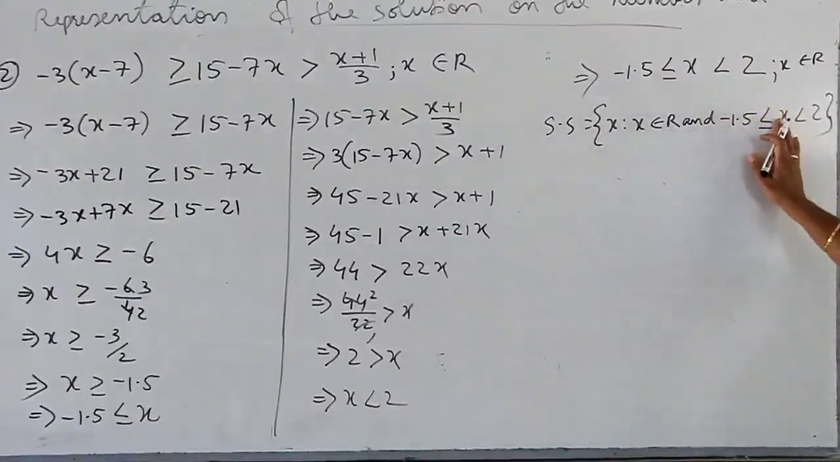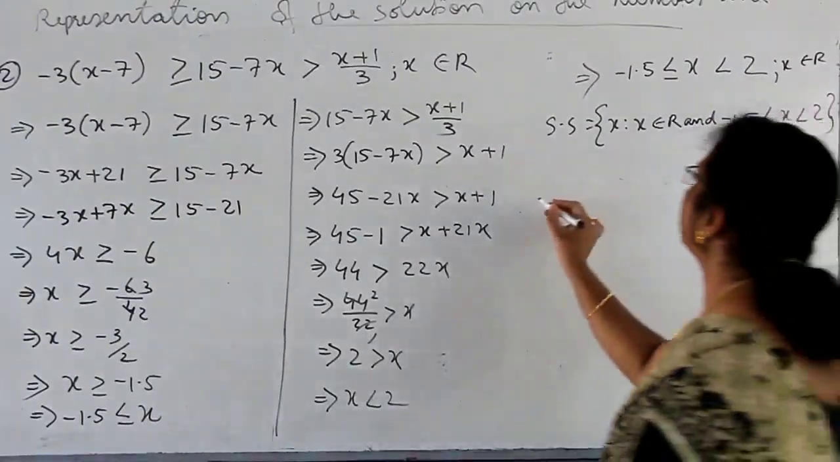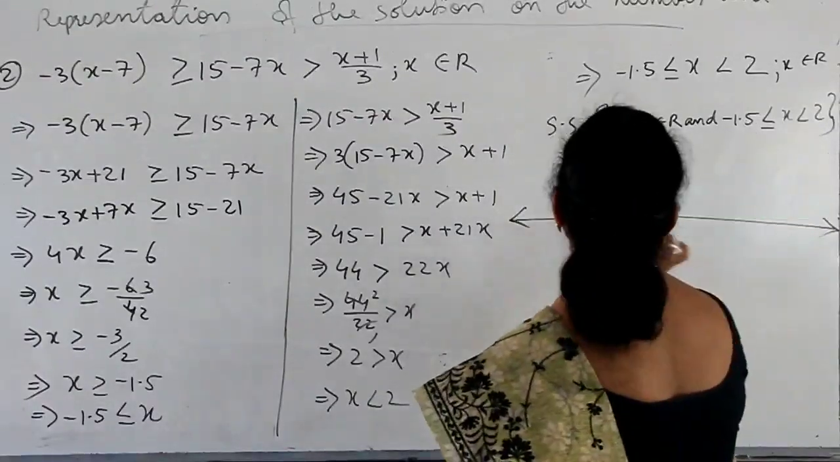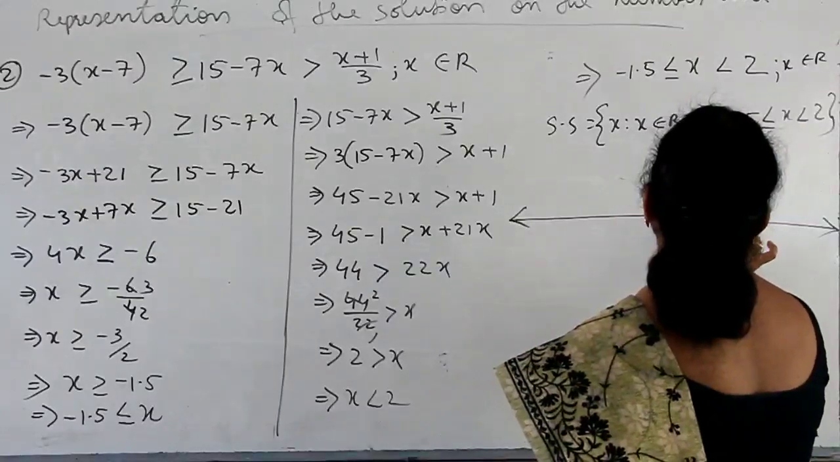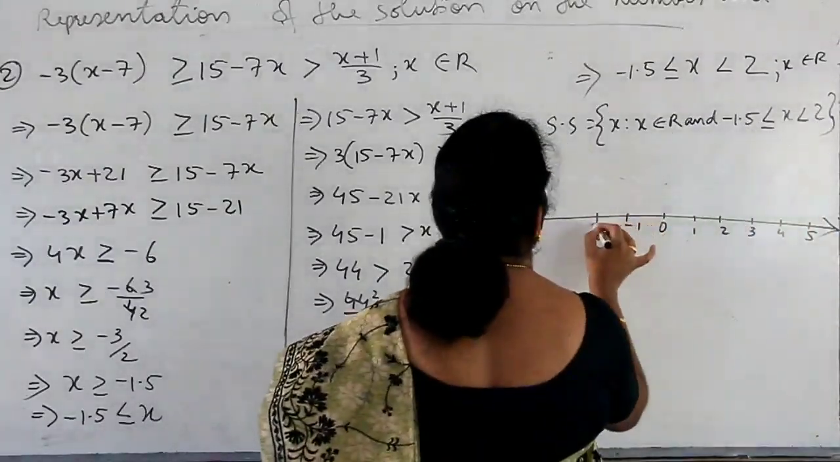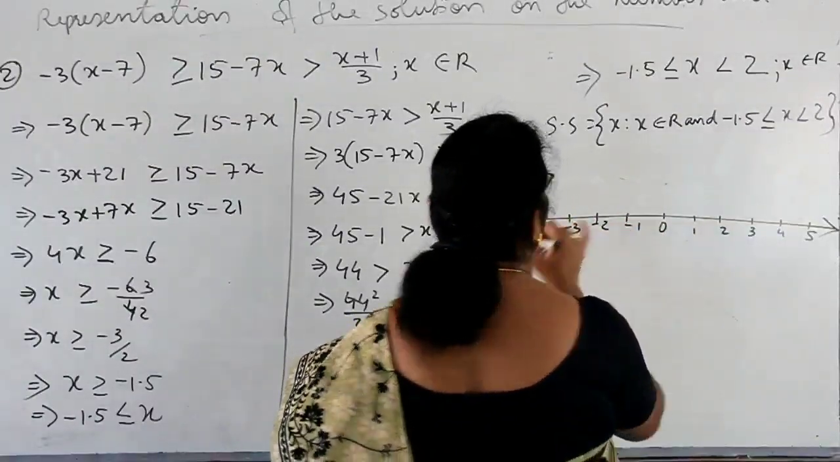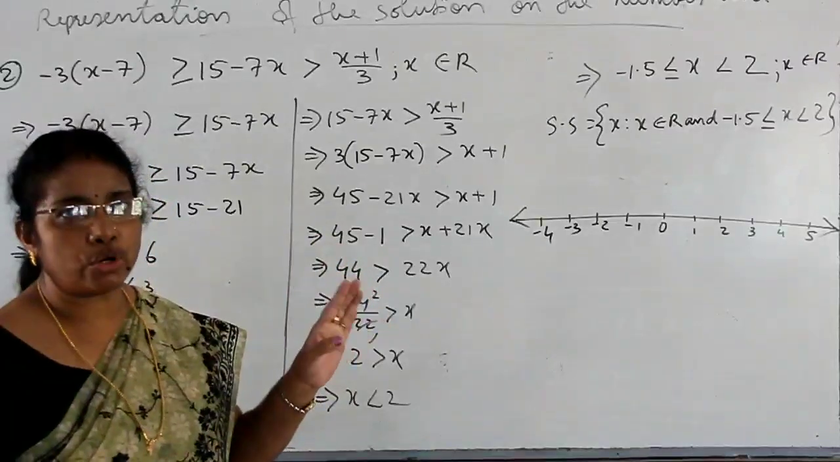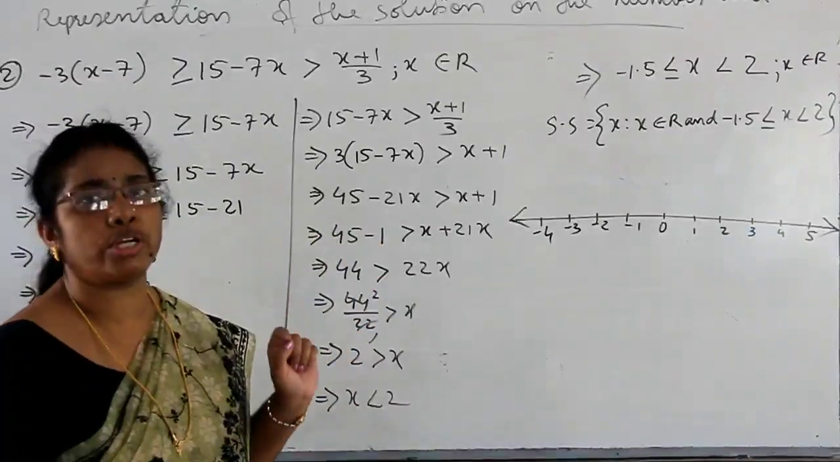Next we can represent this solution set on the number line. So first draw a number line. Draw a straight line: 0, 1, 2, 3, 4, 5, and here minus 1, minus 2, minus 3, minus 4. Minus 1.5 is included there and 2 is not included there.